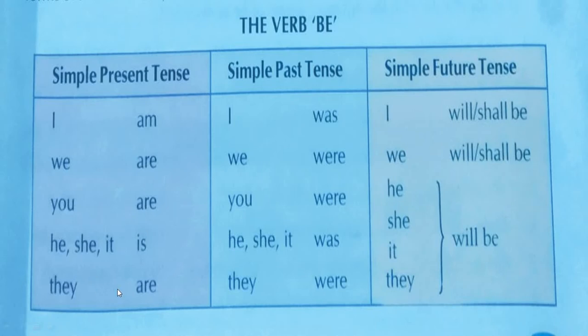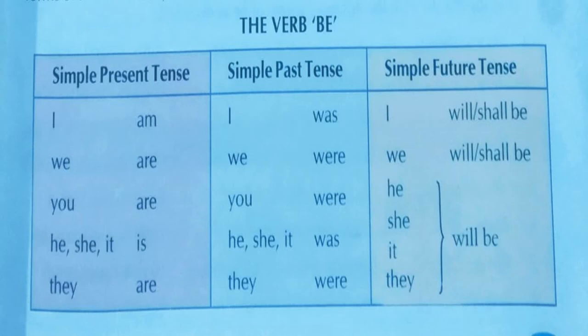They are. In the past tense, am becomes was. I was. It's in the past tense. We were. You were. He, she or it was. They were. In the future tense, what do we use? We use will or shall. Will or shall and the base form of the verb. What is the base form of this verb? Be. Isn't it?